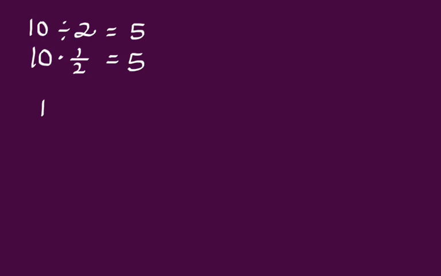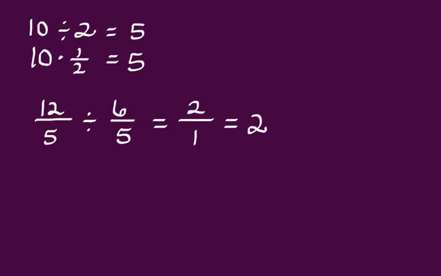Let me give you an example. If I had 12 fifths divided by 6 fifths, I'm not going to invert and multiply. 12 divided by 6 is 2. 5 divided by 5 is 1. So the answer is 2. Well then, why am I having to keep, change, flip all the time? That goes back to that old saying, yours is not to reason why, just invert and multiply.